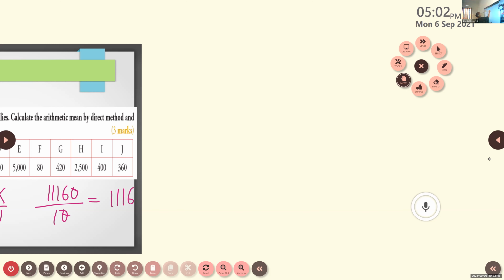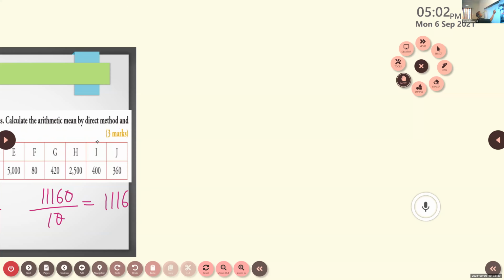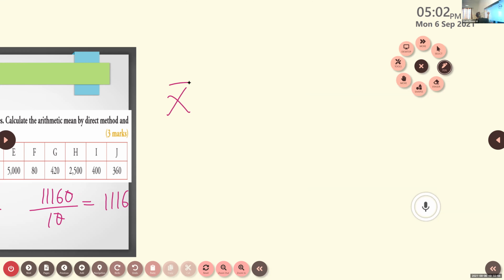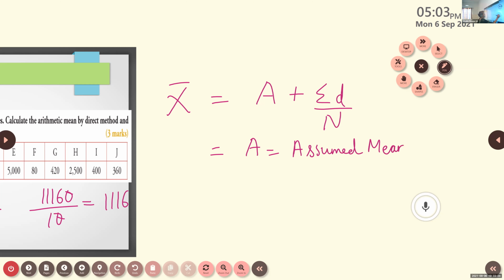How can we get the mean by the assumed mean method? X bar, the mean, is equal to A plus sigma D divided by N. Here we are taking A as the assumed mean. N is the number of observations.